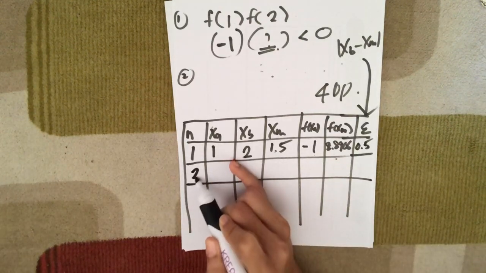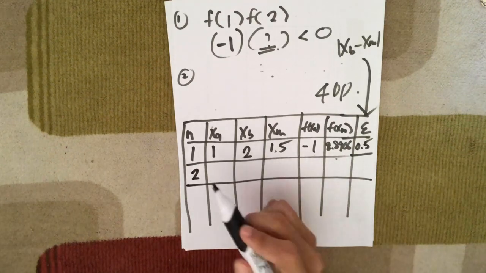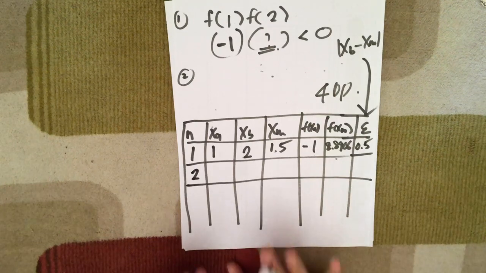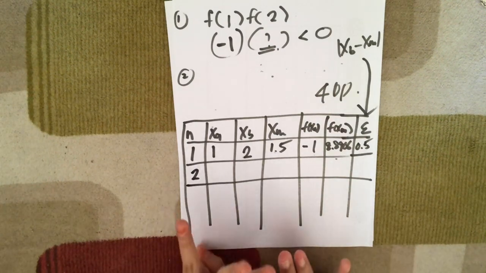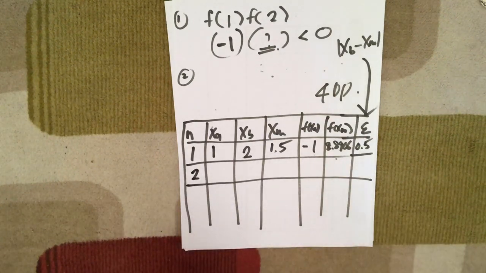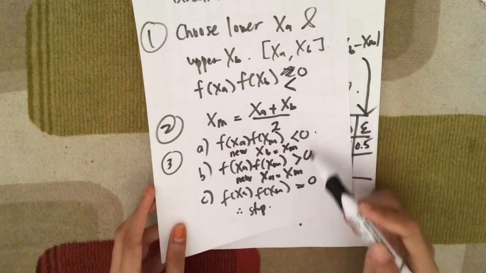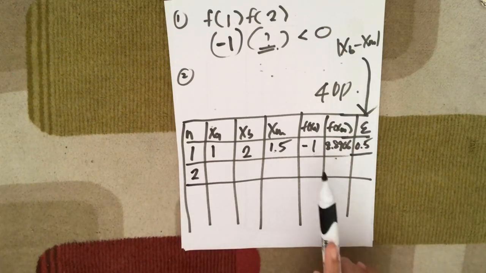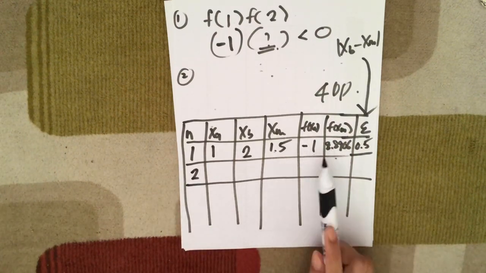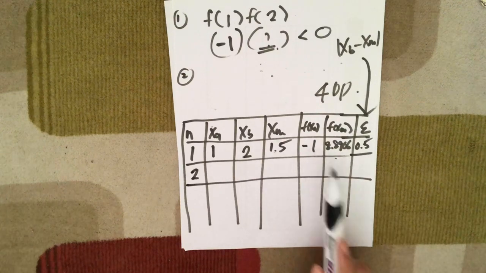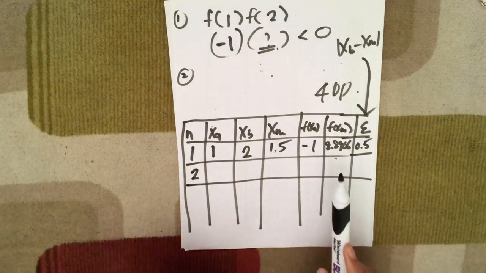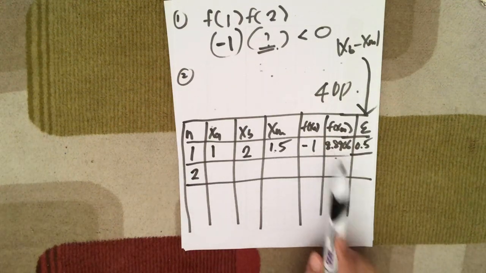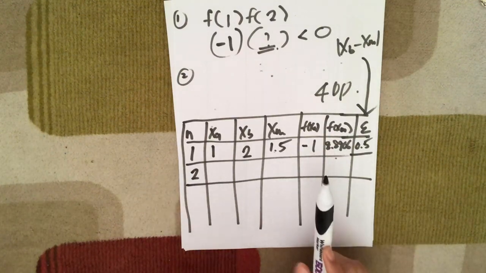So this is N2. So your XA, XB now will be, one will remain, another one will change. So now it comes to step number 3. Step number 3, you need to check step number 3. Okay, so you need to multiply FXA and FXM, right? You don't need to multiply exactly, you just look at the sign there, positive or negative. Here is negative multiplied with positive, so therefore your answer will be negative, which is less than 0.